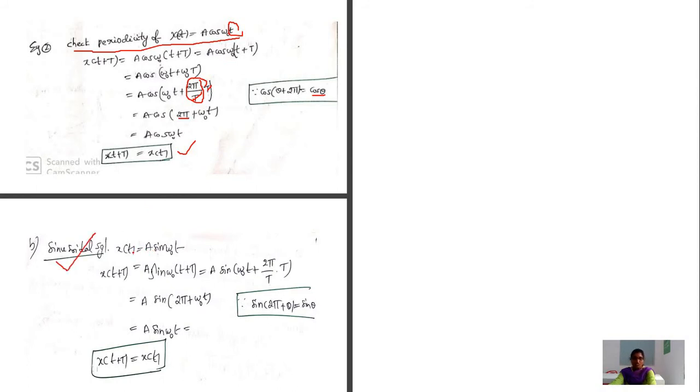In the same procedure, x(t) = A sin ω0 t. At the place of t, substitute t + T, and at the place of ω0, substitute 2π/T. And T gets cancelled. A sin(ω0 t + 2π). This is the original signal again, which is x(t). Again, the sinusoidal signal is also a periodic signal.